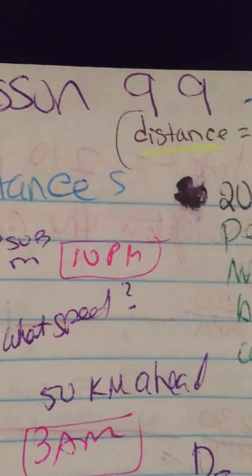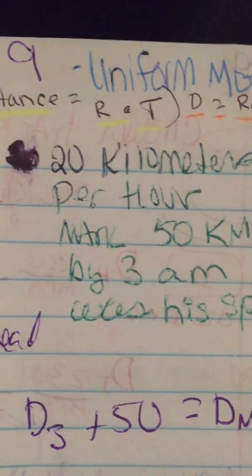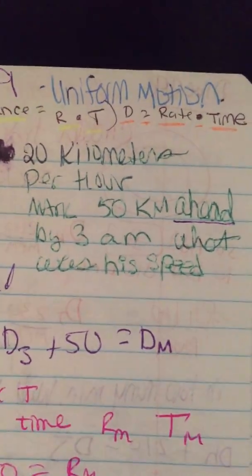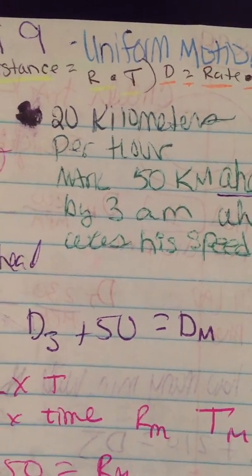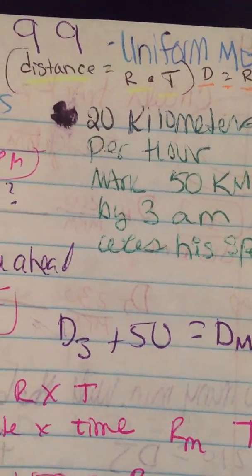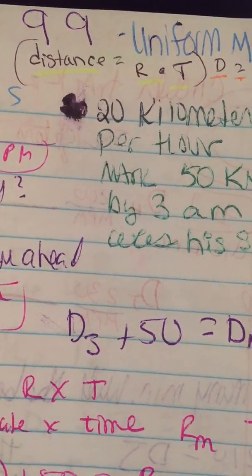Okay, this is class video, lesson 99. We'll start with our dive. We're talking about uniform motion and the distance, rate, and time. Distance equals rate times time. Write that formula down. Distance equals rate times time.